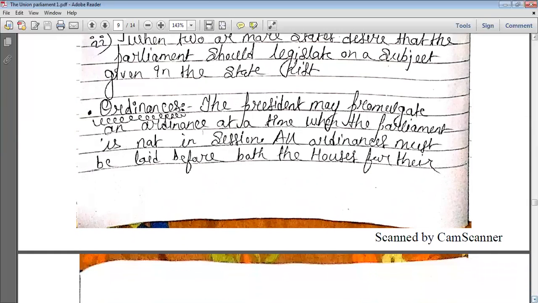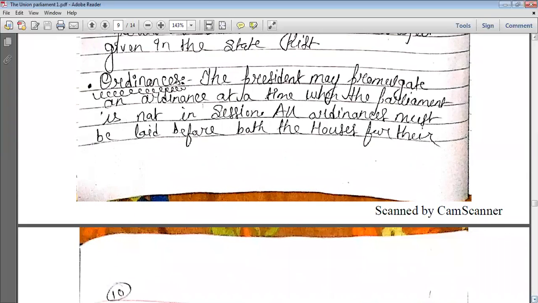Okay. So next we are moving on to a topic, ordinances. Ordinances come for the short question. The president may promulgate an ordinance. When can the president promulgate an ordinance? An ordinance is nothing but an unparliamentary law. So this unparliamentary law can be promulgated by the president when the parliament is not in session.